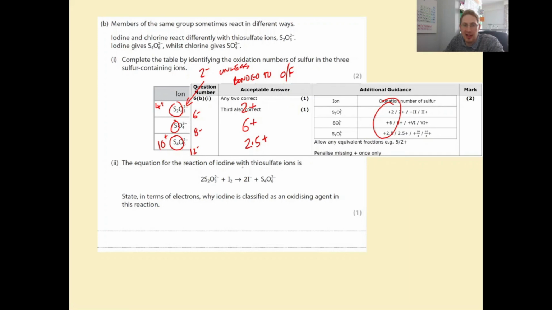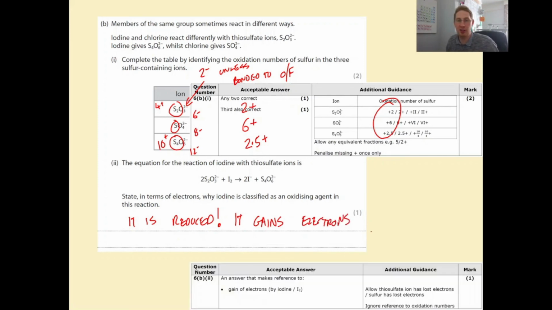The equation for the reaction of iodine with thiosulfate ions is this. State in terms of electrons why iodine is classified as an oxidizing agent in this reaction. It's an oxidizing agent because it is reduced. An oxidizing agent is itself reduced, and that means it gains electrons. It takes them from something else, which it oxidizes. Therefore, it's a gain of electrons by iodine.